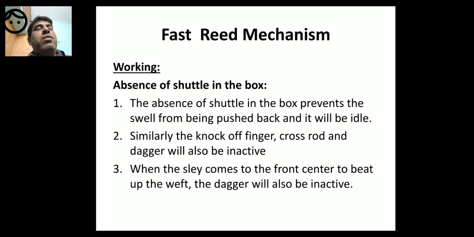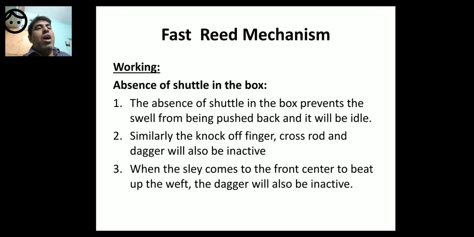Next, working continued: absence of shuttle in the box. The absence of shuttle in the box prevents the swell from being pushed back, and it will be idle. So when the shuttle is trapped, or during the absence of the shuttle in the shuttle box, the swell is prevented from being pushed back, and it will be idle.